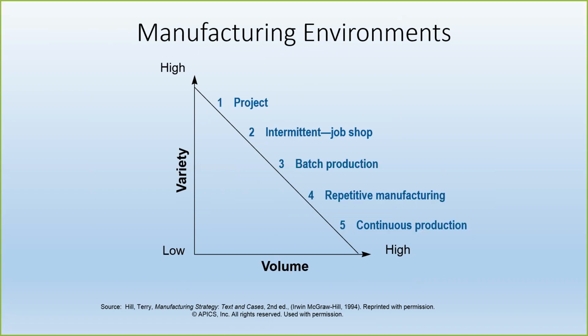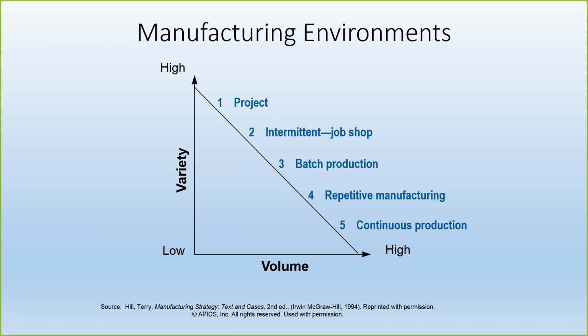Types of things that we would make in a project would be something like a one-off. It could be like the space shuttle, it could be a bridge or a building, or it could be an airplane, something like that. So that changes our environment. Now, as we go through these, if we get through the matrix here, of the volume variety.